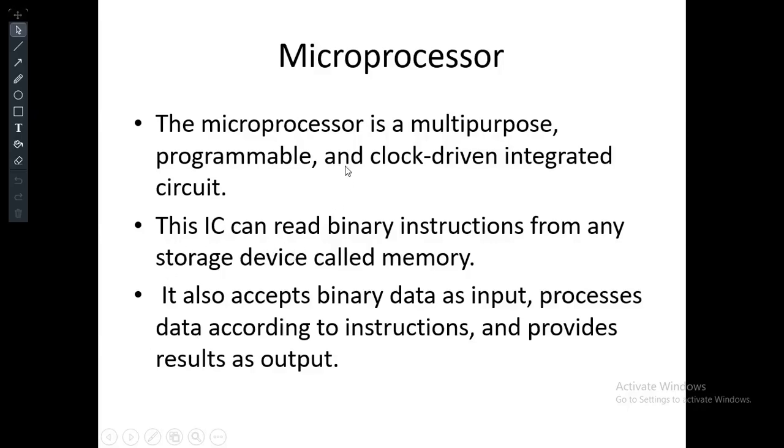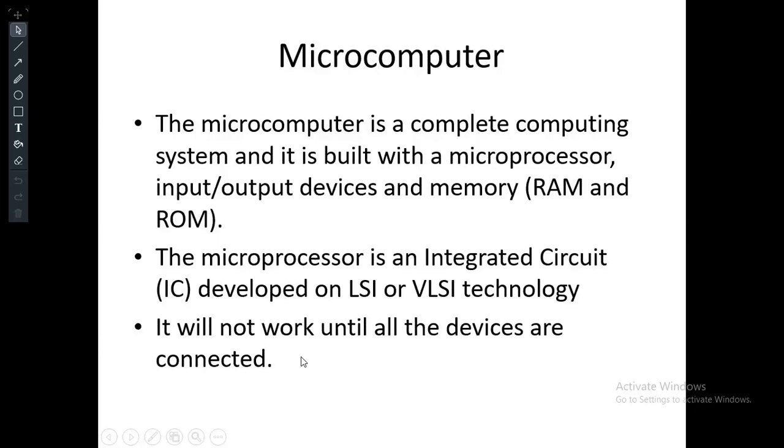So what is a microprocessor? The microprocessor is present in the CPU, and it is called a multipurpose programmable clock driven integrated circuit. An integrated circuit is like a chip, a small black colored one. It is used to read binary instructions from any storage device like memory. It accepts binary data from memory as input, processes it, and finally produces the results. It is all connected with RAM, ROM and input devices, and it is developed by LSI, that means large scale integration, or VLSI, very large scale integration.